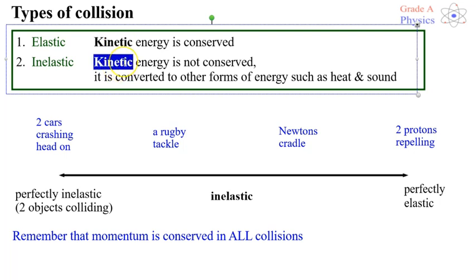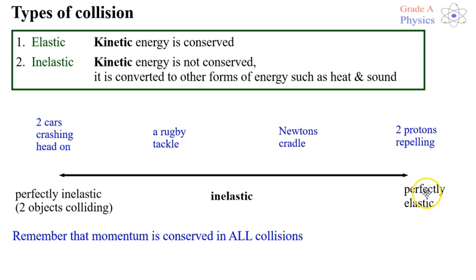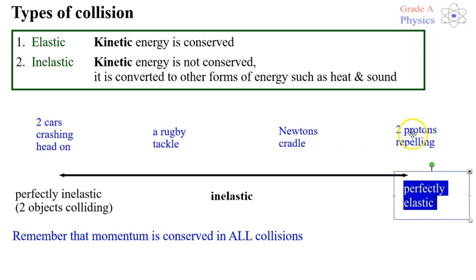So an inelastic collision is where kinetic energy, again important, is not conserved. It's converted into other forms of energy, usually heat and maybe sound or light or something like that. So we've actually got a whole scale here between two extremes. We have perfectly elastic up on this end here. Now that's quite difficult to find any situations like that. The closest we can get is an atomic or subatomic situation where there is no friction, maybe two protons repelling. That might be an example.